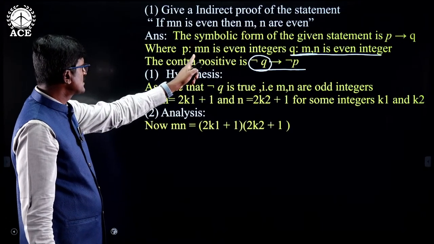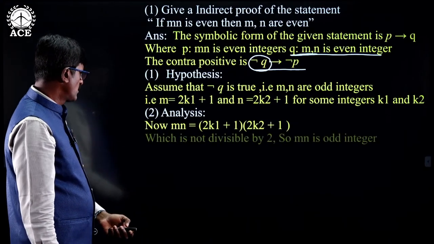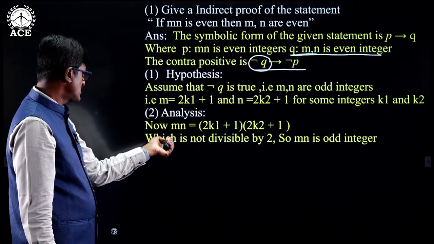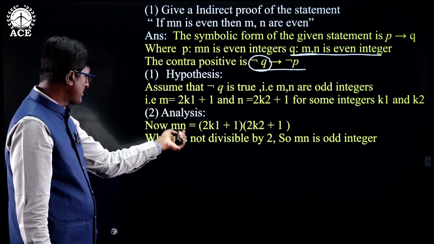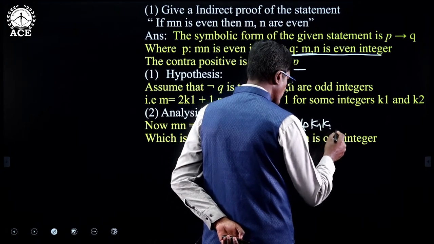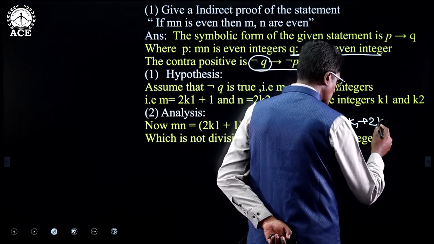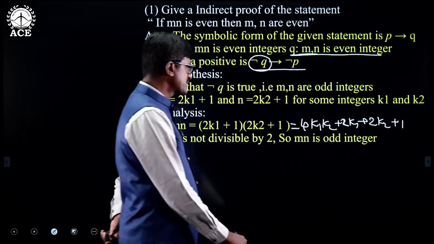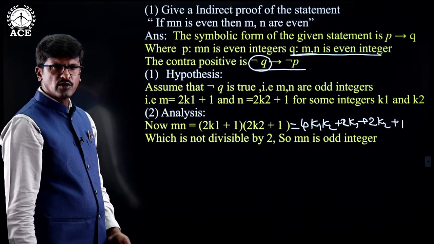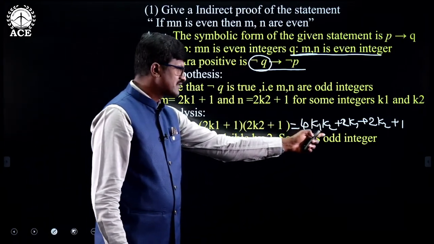So negation P is true means you have to prove that mn is an odd integer. So I am adding both of them, 2k1 plus 1 plus 2k2 plus 1, which is divisible by 2, which is, take the multiplication of, not addition, mn. If you expand this, then you will be getting 4k1k2 plus 2k1 plus 2k2 plus 1. When we expand this, the first three terms are divisible by 2, but the last term is not divisible by 2. Therefore, the total term is not divisible by 2. That is, mn is an odd integer.